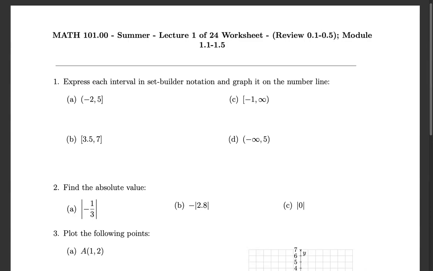Okay, this is the first lecture notes worksheet. So the problems I went over during class time. The first question is to express each interval.